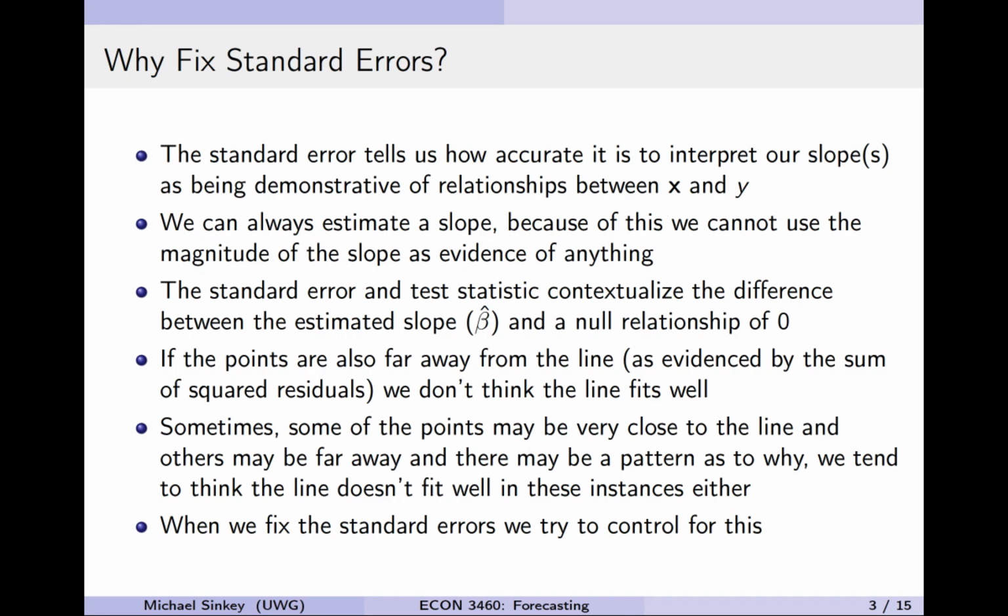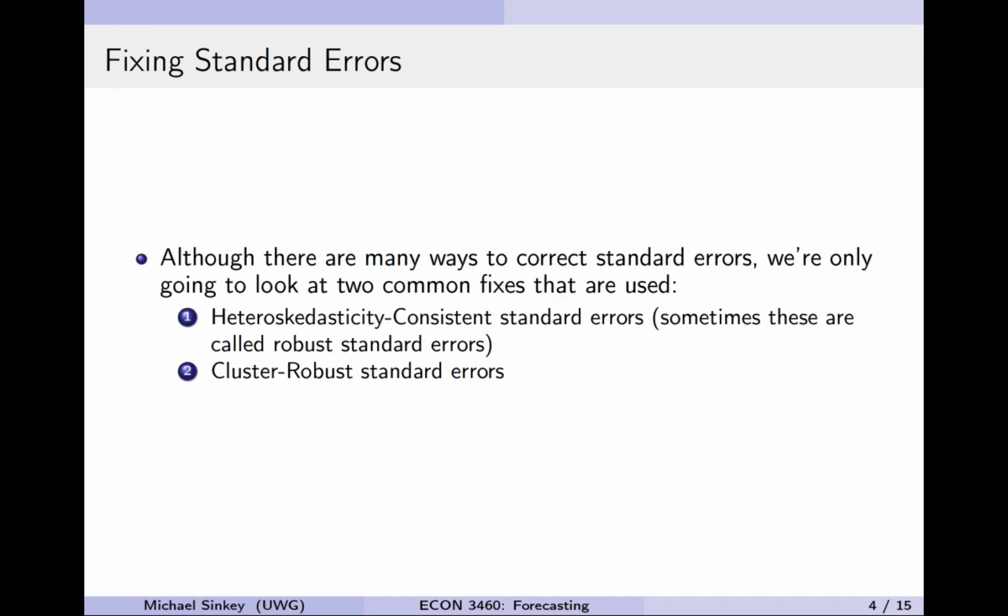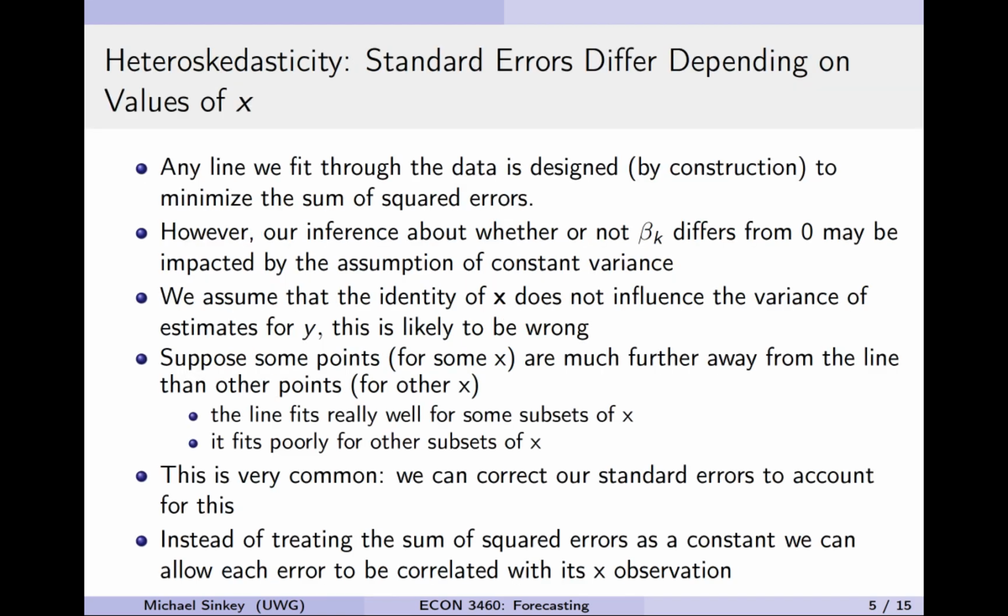And so what we try to do is fix this problem where some points are close to the line for a certain domain of x, and then for other parts of the number line, they're far away. And so we're going to look at two measures. One is what's called heteroskedasticity-consistent standard errors, and the other is what's called cluster robust standard errors. For the heteroskedasticity-consistent standard errors, I will show you how they are constructed, although we will not construct them ourselves. So heteroskedasticity, what is it? Well, it's a very long word, but what it means is that the standard errors differ depending on values of x.